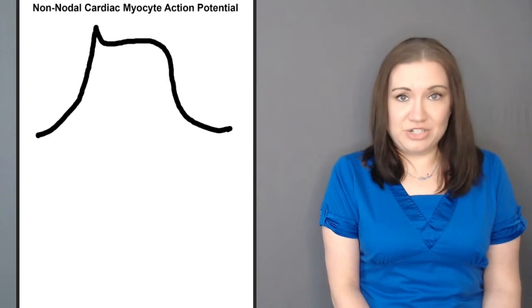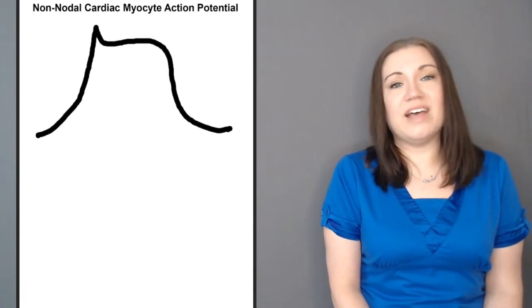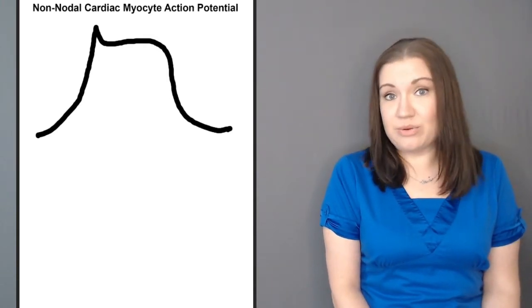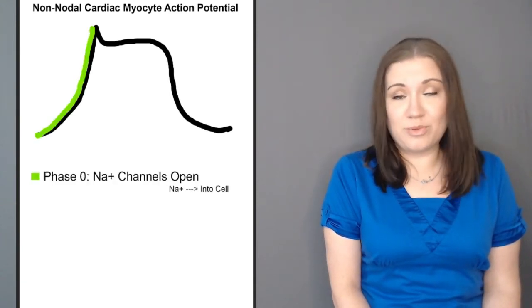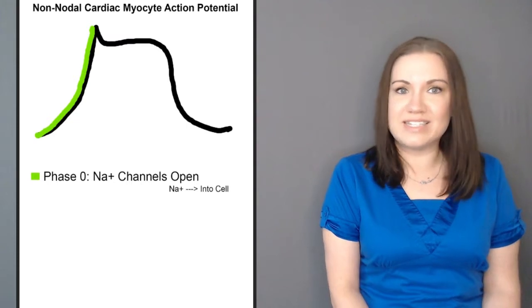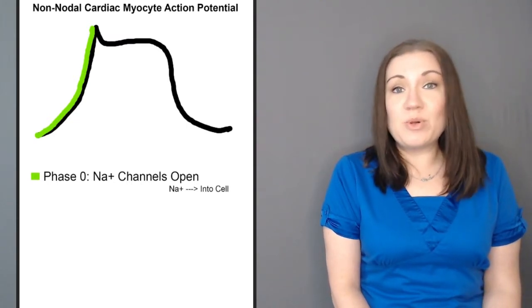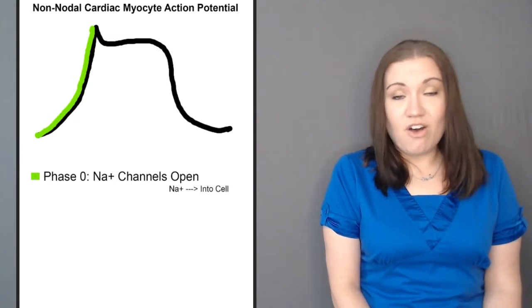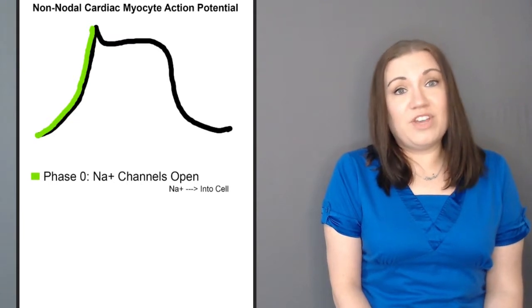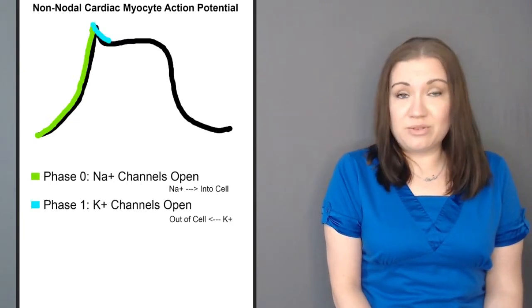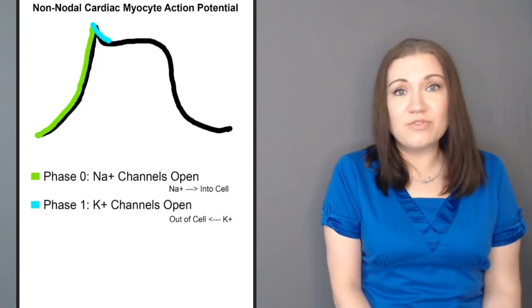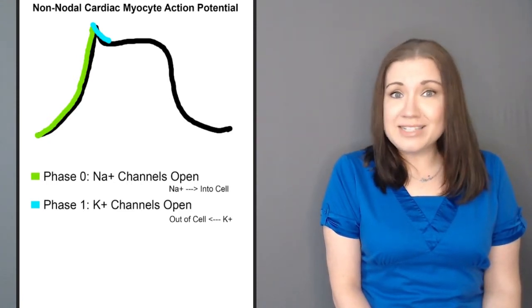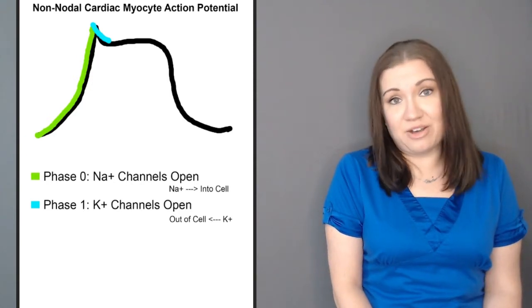The action potential of non-nodal cells has 5 phases, 0 through 4. In phase 0, sodium channels open, allowing sodium to go into the cell. This is the depolarization of the cell. Following phase 0 is phase 1, where potassium channels open, and you will see a small dip in voltage of the cell as the potassium starts to leave the cell.